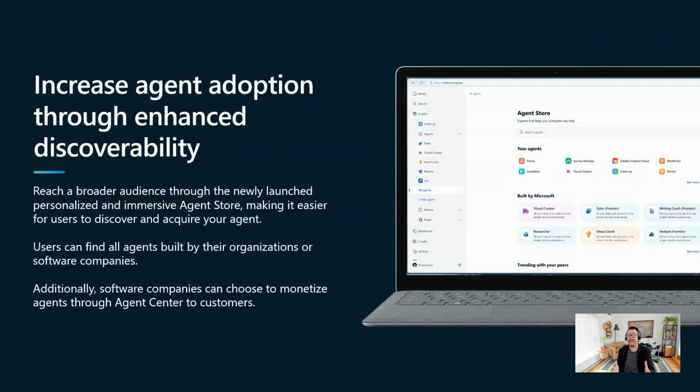What does it mean? First, you want to increase the agent adoption through enhanced discoverability. It means that your products, your agents that you're putting out there are now way more discoverable for all the end users of an organization. You can reach a broader audience. You can now use the immersive agent store that makes it easier for users to discover and acquire agents. And they can also find all the agents built for their organizations. Additionally, software companies like yours could choose to monetize agents through the Agent Center.